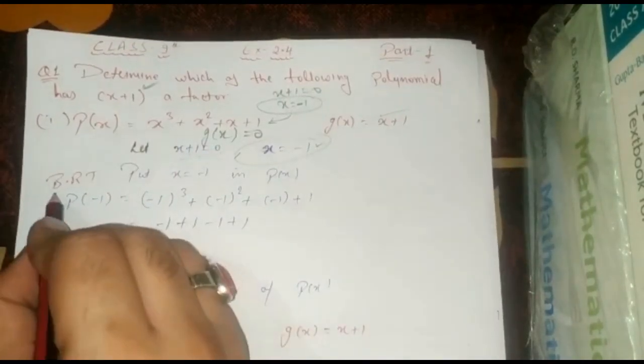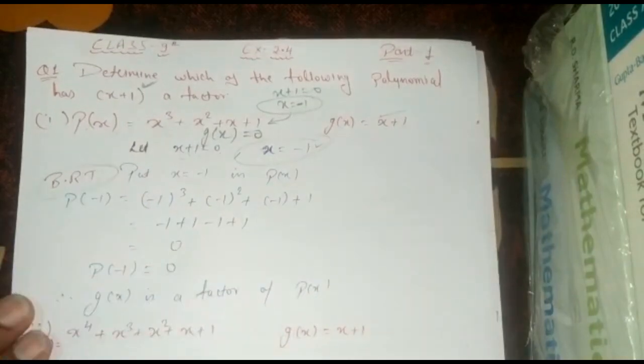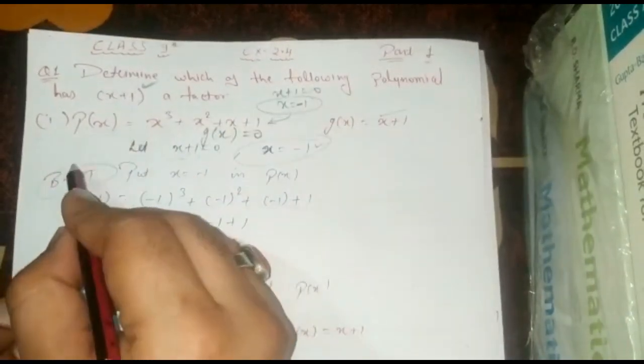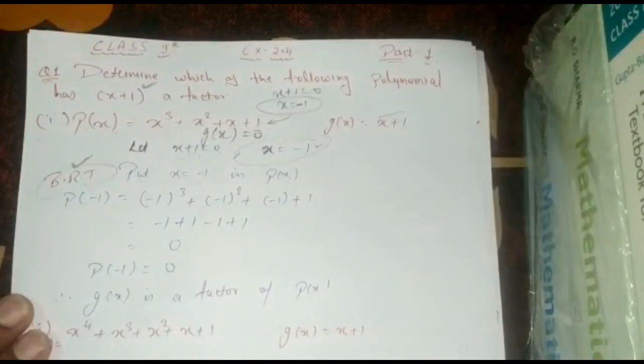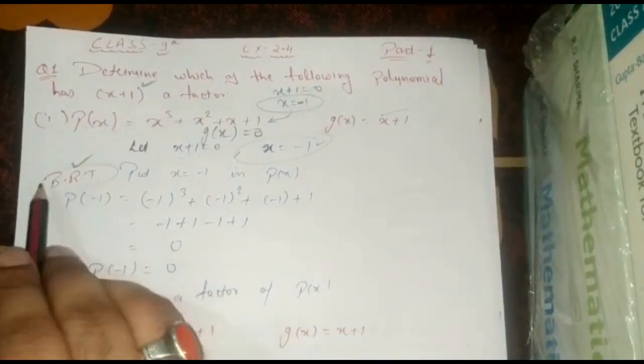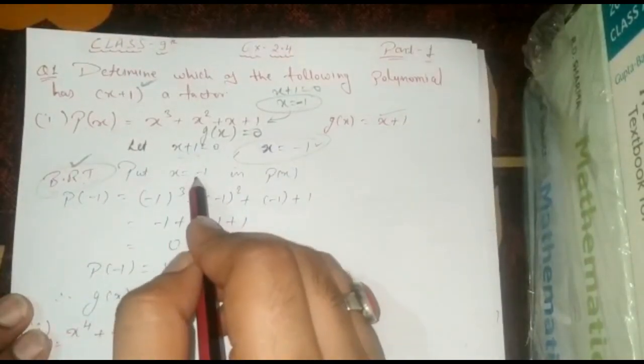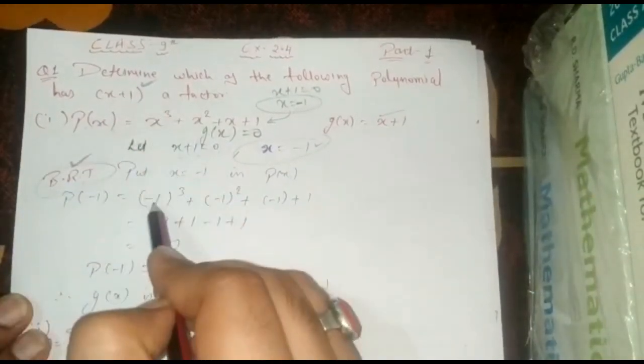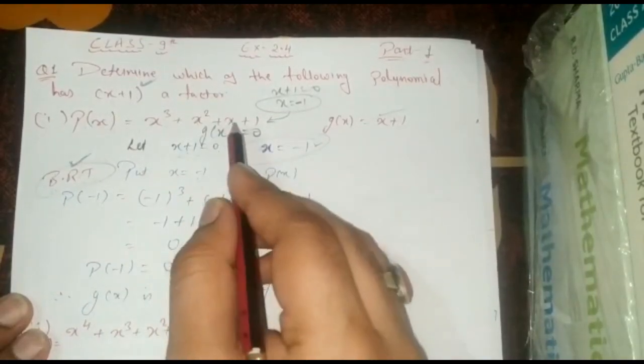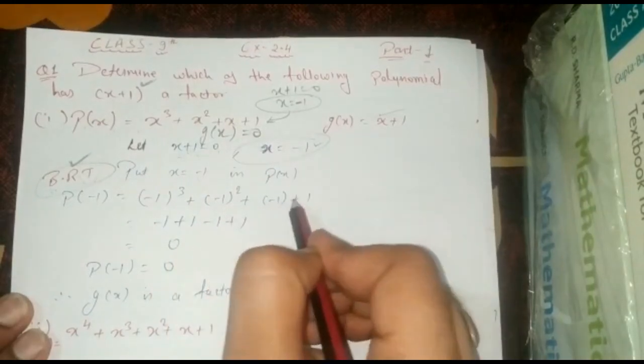Now by the remainder theorem, BRT being the short form of by remainder theorem, we put x equal to minus 1 in our polynomial function. If it gives 0, then we can say that yes, it is a factor, and this whole process goes under the remainder theorem. So p of minus 1 will be equal to minus 1 cube plus minus 1 square plus minus 1 plus 1.